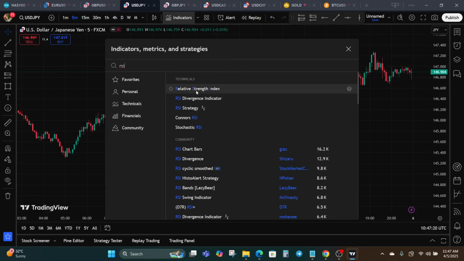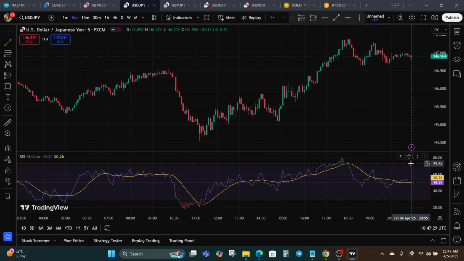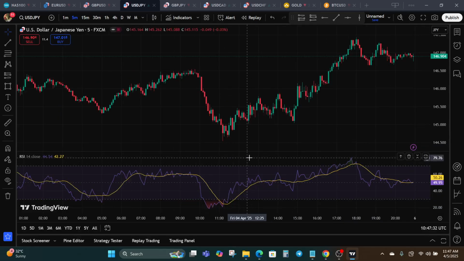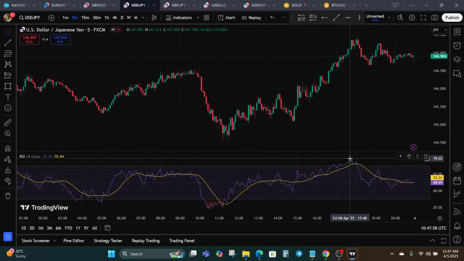Before we jump into the strategy itself, let us take a quick look at the RSI. The relative strength index is a momentum oscillator that ranges from 0 to 100. It's used to identify overbought and oversold conditions in the market. Typically, an RSI above 70 signals that the market is overbought, while an RSI below 30 signals that the market is oversold. The idea is to buy when the market is oversold and the RSI begins to turn back upwards, or to sell when the market is overbought and the RSI starts to decline.